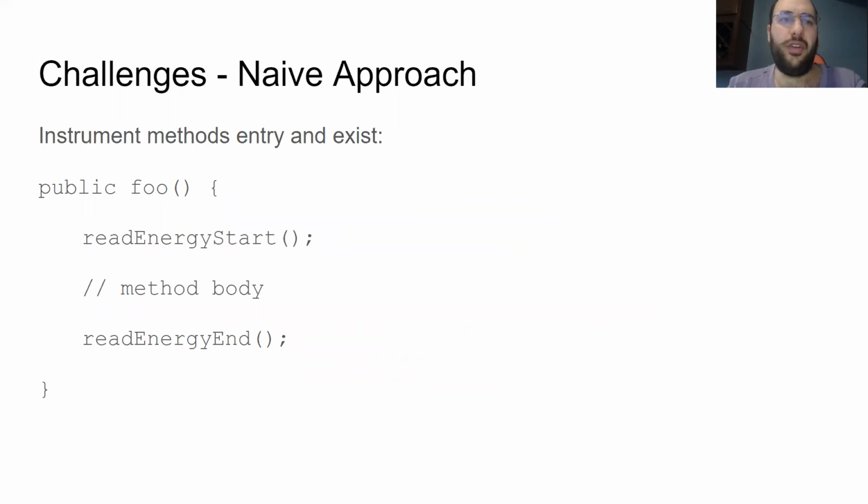In order to build some motivation for why these three features are so important, let's start with the naive approach to accounting, which is instrumenting methods on exit and entry. Take the method foo, for example. When the method starts and ends, we read the amount of energy and compute the difference as the accounted value. This is not actually going to produce a valid result.